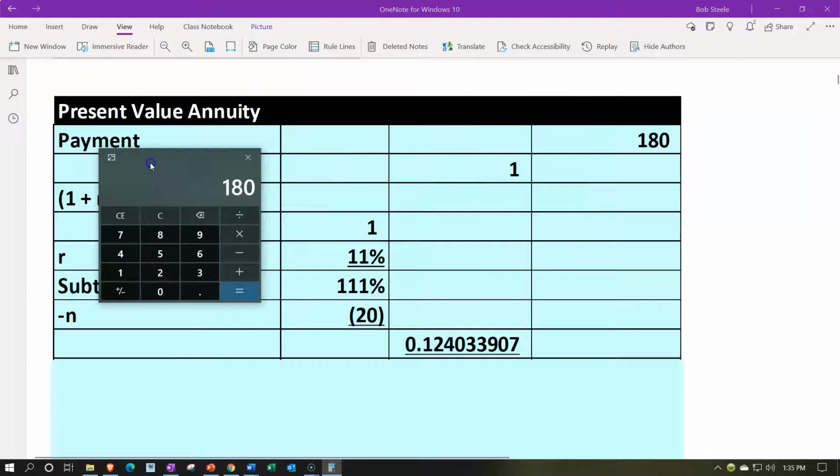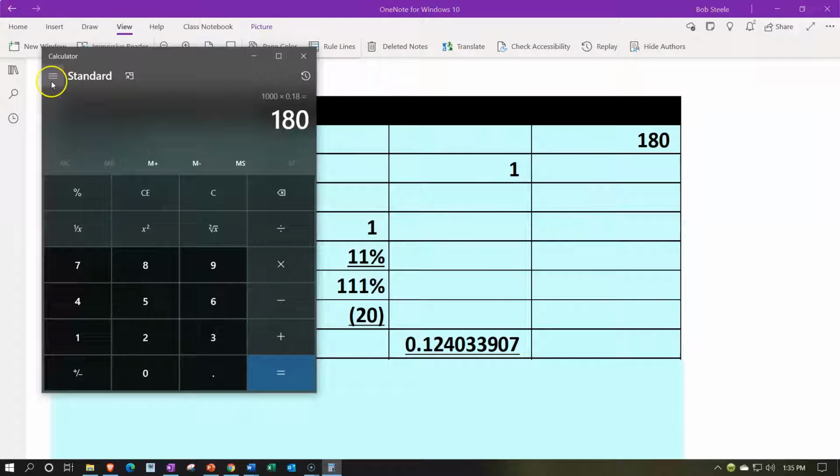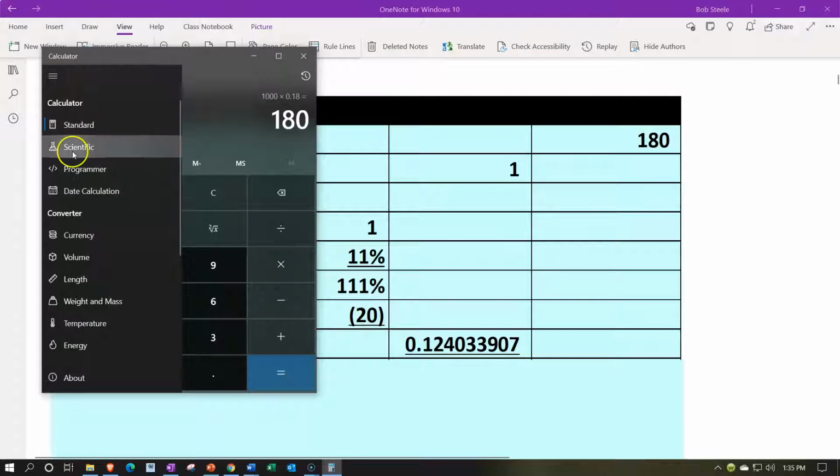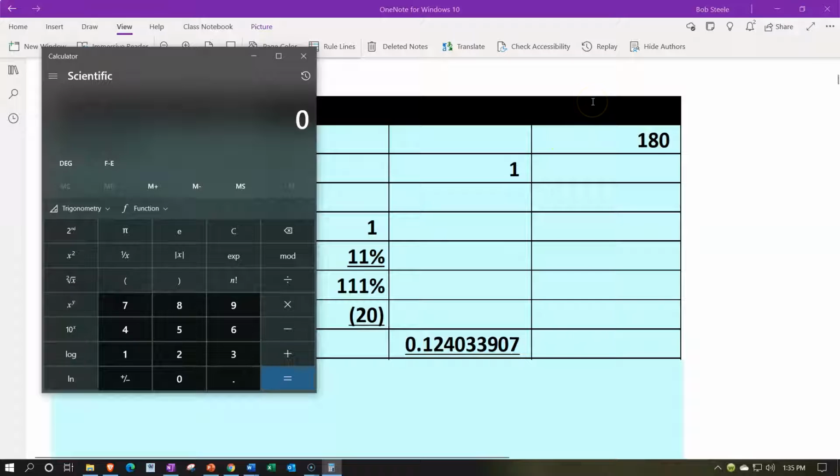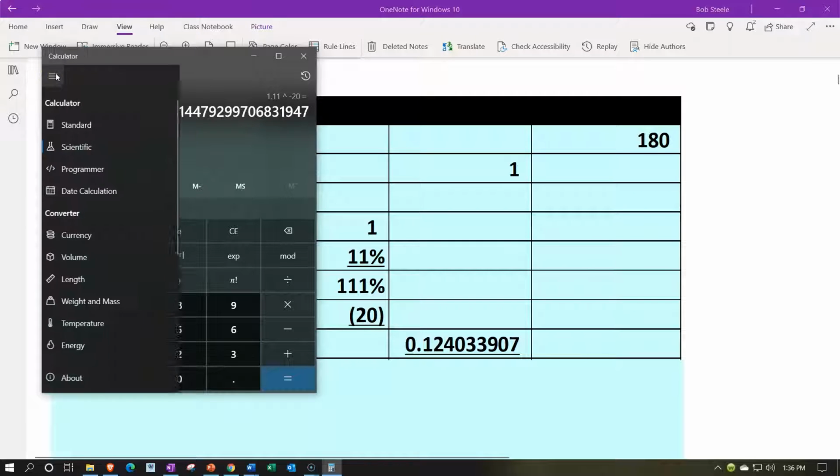I'll calculate it this time with the calculator, noting that we do need a calculator that can handle this caret, or taken to the power of 20. In our case, I'll pick up the scientific calculator, doing the calculation as 1 plus 11%, 0.11, and that's going to give us 1.11, or 111% to the power of, which is going to be x to the y. That gives us the caret 20, and then I need to make that negative, so I'm going to make it a negative like so, and there we have it. There's the 0.124033.